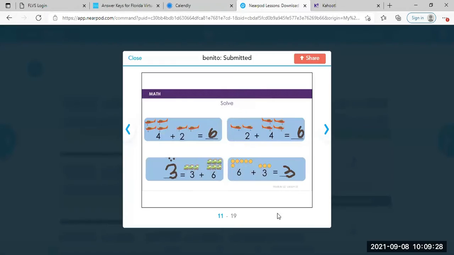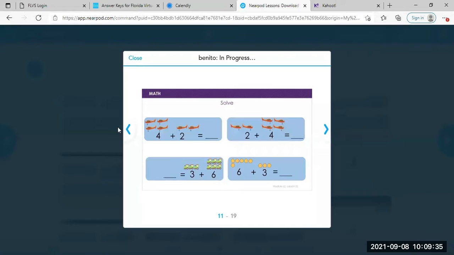All right, let's look at Benito's. All right, Benito, you can change yours too. See this 3 right here by the trains? He's doing it right now. 3 plus 6.